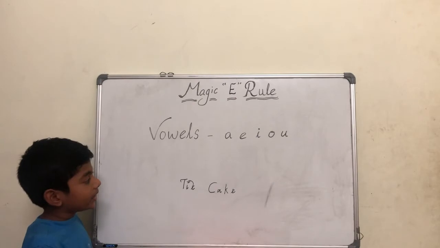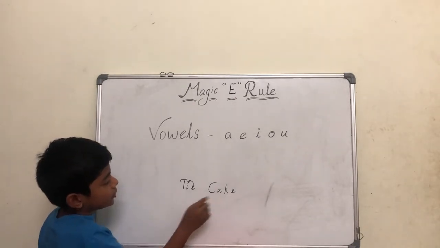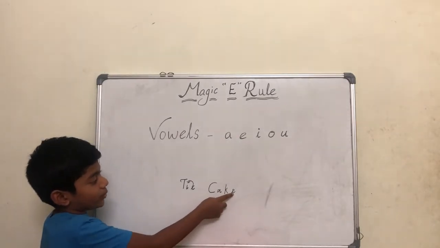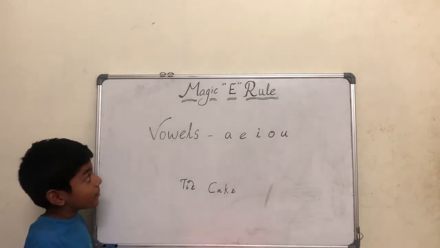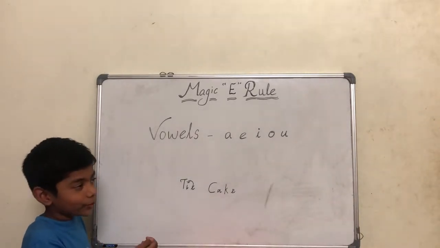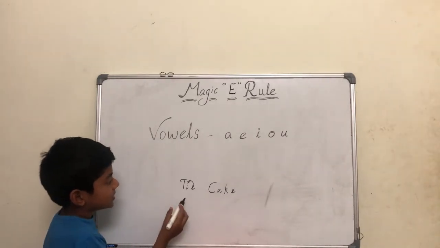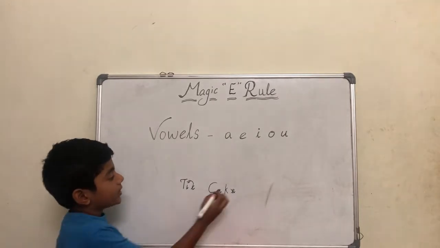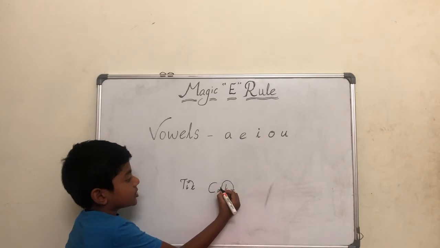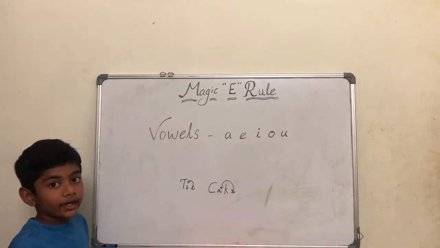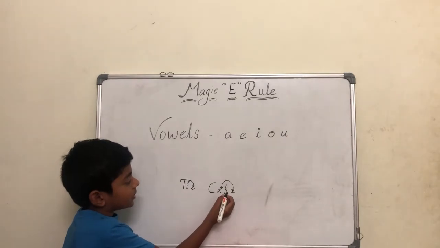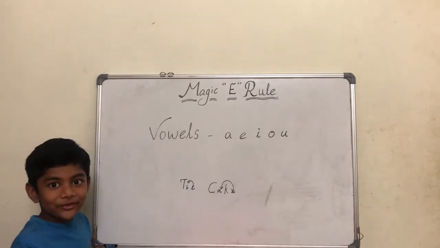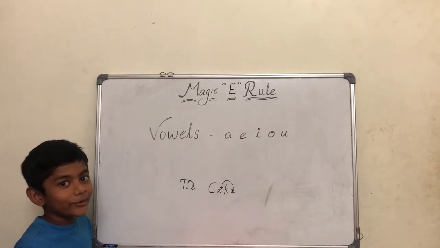Cake. Here, the consonant K comes between these two vowels, A and E. So the magic E rule applies here too. Like I said in tie, the E becomes silent. Then A turns into the long sound, A. K, A, K, E becomes silent. Cake. This is fun, right? Let's look at some more examples.